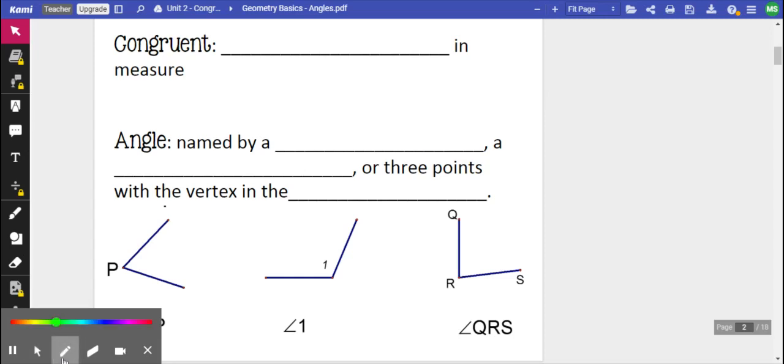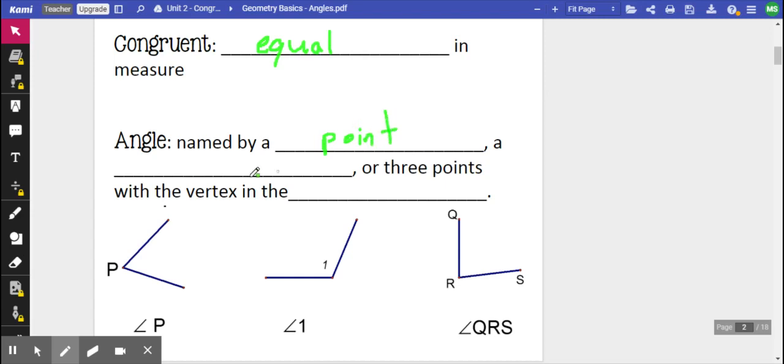For the definition of congruent, we will basically say that these are going to be equal in measure, and this may apply to segments, angles, shapes of various different kinds, and we'll apply that a lot over the next few slides. So as you can see in the pictures below, an angle can be named by a point. It can be named by a number, like in the middle at the bottom here, as angle 1, or 3 points with the vertex in the middle.